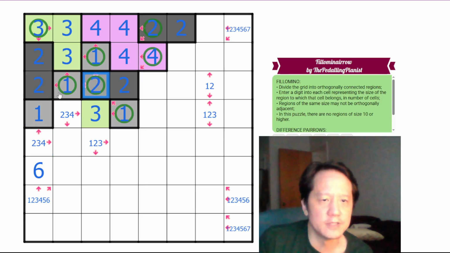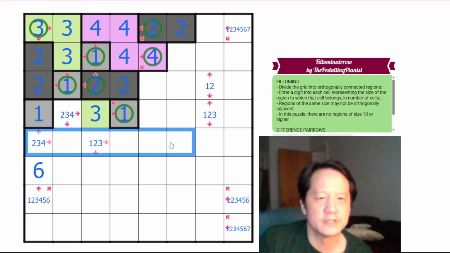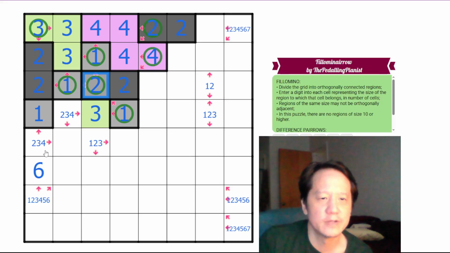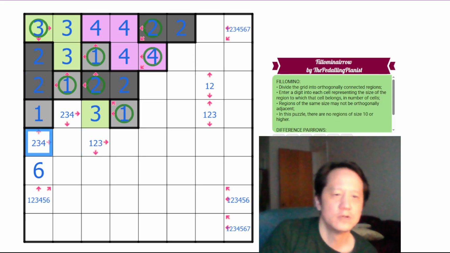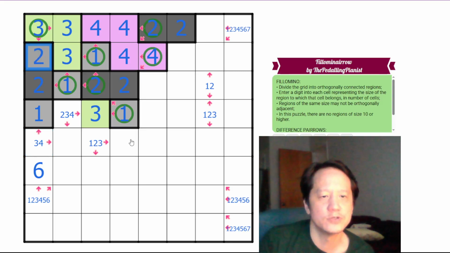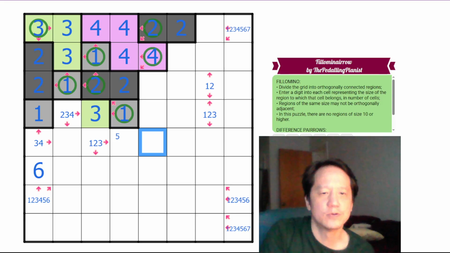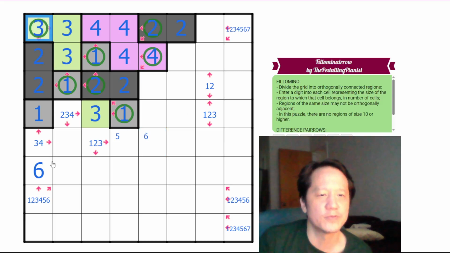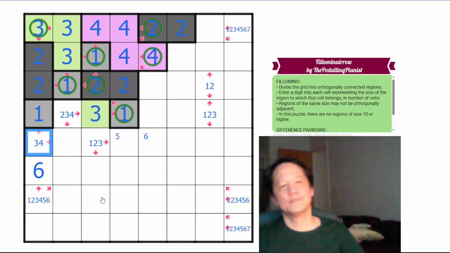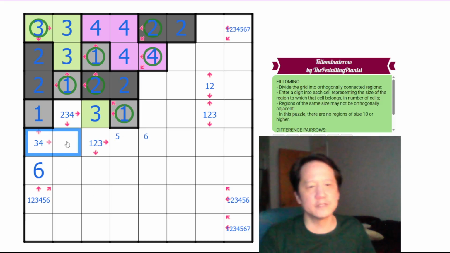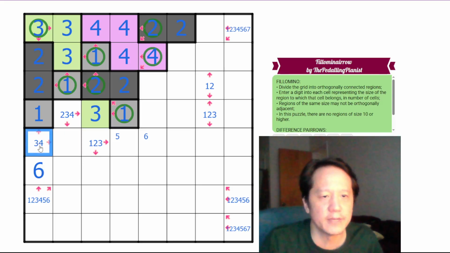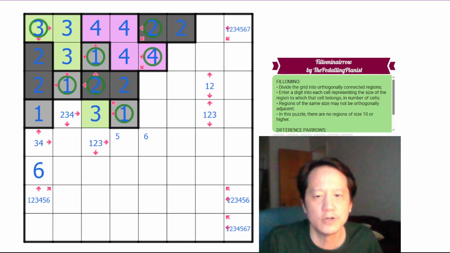2 away is not a difference of 2. 3 away is not a difference of 3. Oh, wait, it's this way. Oops, not going that way. So 2 away would mean that's 2 and 4, which doesn't work. 3 away means this is 2 and that's 5. Or this could be 6 for 3 away from 3. So that's possible. That means this cell has to go this way because it can't be the 6. So this is border here.